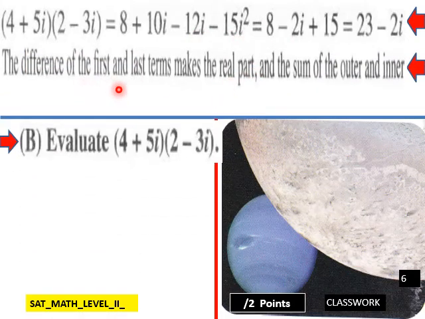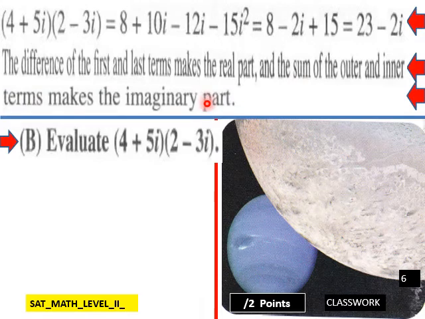The difference of the first and last terms makes the real part, and the sum of the outer and inner terms makes the imaginary part. Now, 15i squared here will become -1 times 15, which is a positive 15, plus 8 will be 23. So this goes away. It becomes a real number then.